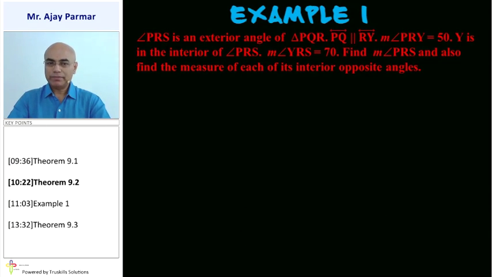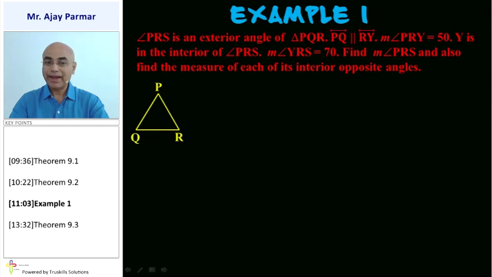Let us see example number 1, where angle PRS is an exterior angle of triangle PQR. So we are given a triangle PQR and angle PRS is the exterior angle. Line PQ is parallel to line YR, that is given to us, such that measure angle PRY is given to be 50. Y, as we can see, is in the interior of angle PRS. Measure angle YRS is given to be 70. We are expected to find measure angle PRS and also the measure of each of the interior opposite angles.